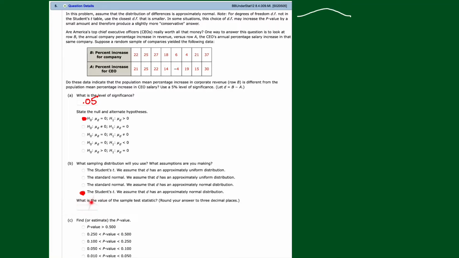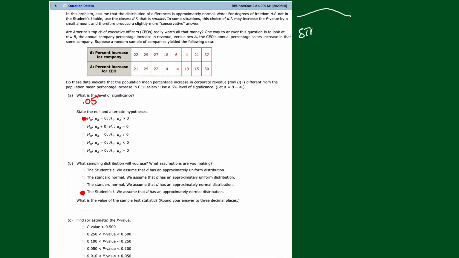Now, what's the value of the test statistic? Let's put this in our calculator and have it do it for us. So let's put this data into list 1 and list 2. All right, so here's what we're going to do. We're going to go to list 1 and list 2. Do you remember how to get there? Let's just do it here.